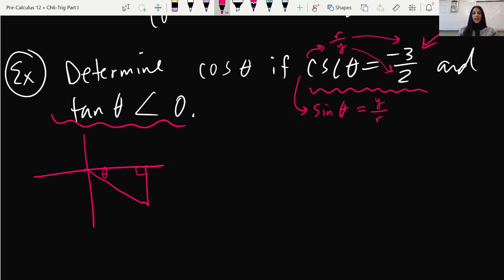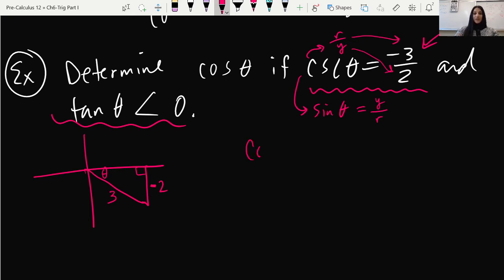So I know that theta, while I know cosecant theta is -3 over 2. So the r value must be 3. We know that that must be 3. And we already talked about this. The 2 is the y value, which makes sense that it would be negative in this quadrant because it's below the x-axis. So that just helped me to get a mental picture of what's going on here.